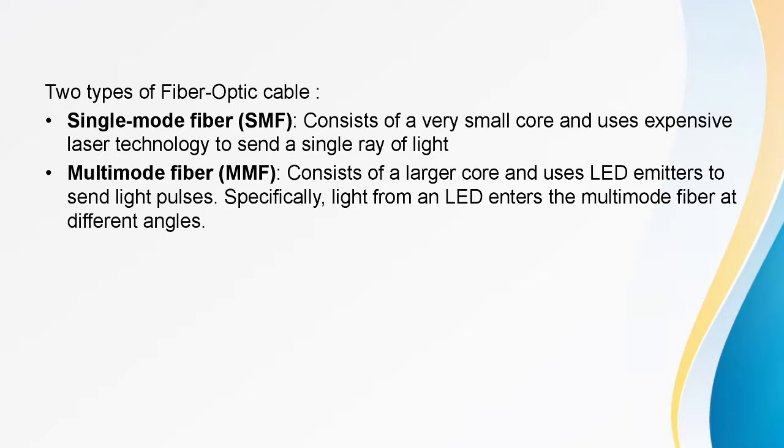Single-mode fiber, SMF, consists of a very small core and uses expensive laser technology to send a single ray of light. Multimode fiber, or MMF, consists of a larger core and uses LED emitters to send light pulses, especially light from LED, which enters the multimode fiber at different angles.